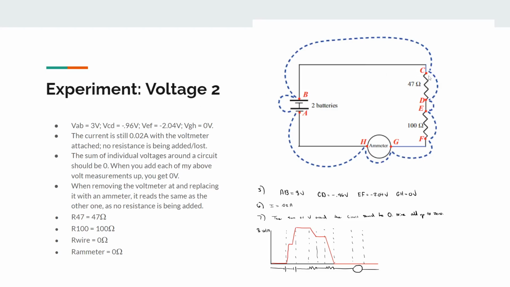Resistance of the 47 resistor is 47 ohms, 100 resistor is 100 ohms, wire 0 ohms, and ammeter 0 ohms. And also here is my graph depicting the different components at the bottom and the respective voltage across each component.